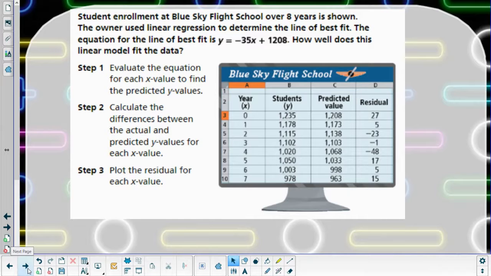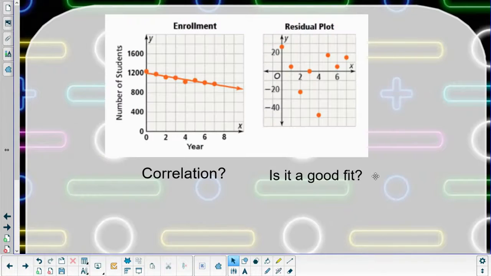So step 3 says plot the residual for each x value. I've already gone ahead and did that for you. This one on the left-hand side, this would be if we took all of those points and put them on a graph and drew our line of best fit. This is what our residual looks like. So first we have to talk about correlation. What kind of correlation does this have? Well, it's going downhill from left to right, so it's a negative correlation. And looking at where the dots are, are they close to the line or are they far away? They're close to the line. So this tells me it has a strong negative correlation.